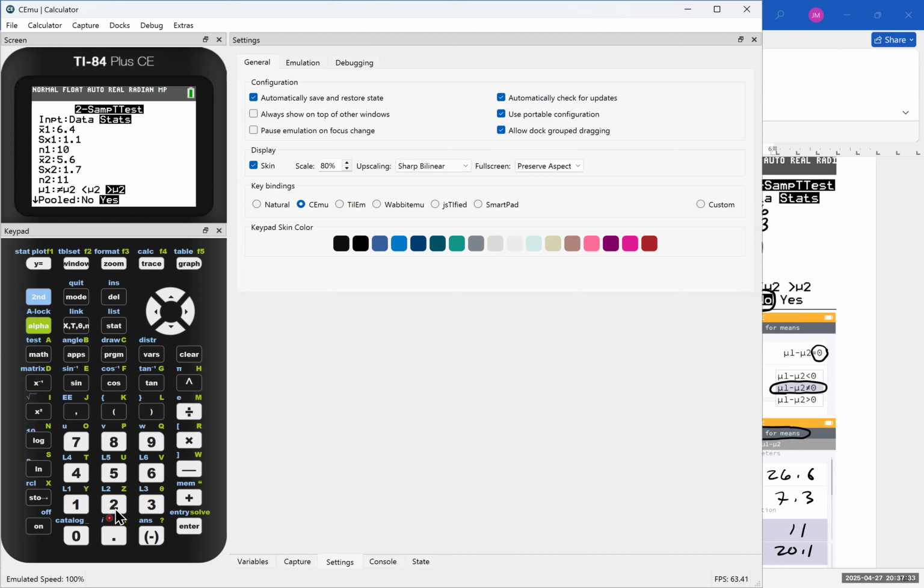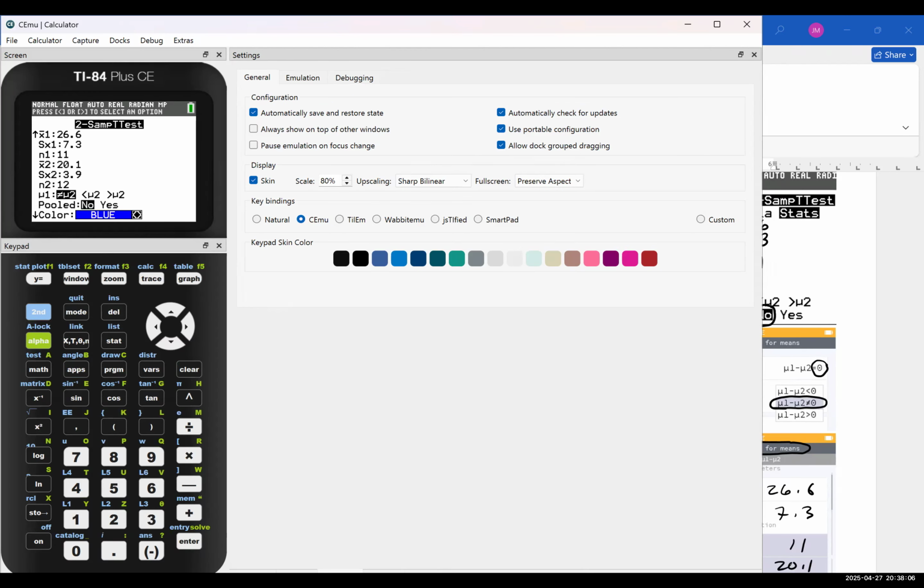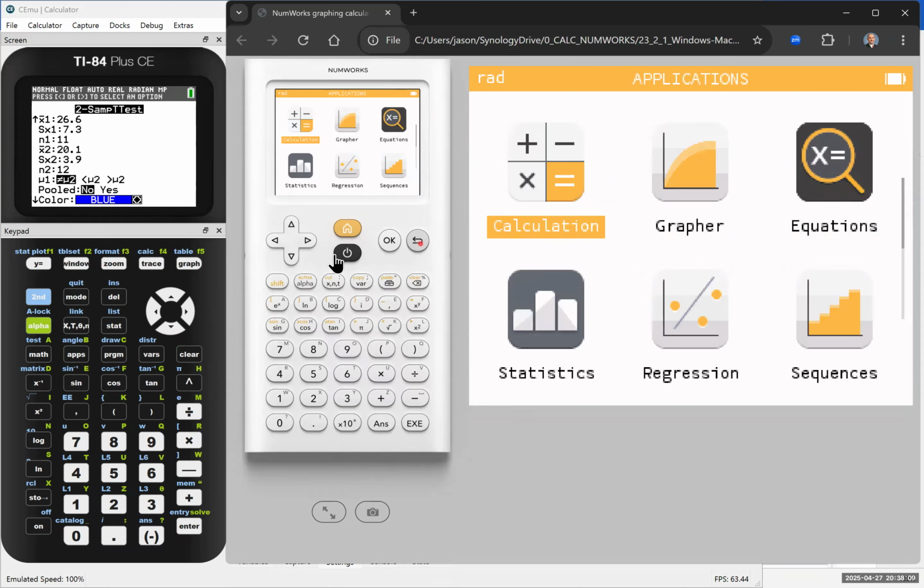Okay, so we're going to put 26.6, 7.3, 11, 20.1, 3.9, 12, not equal to, and pooled no. Okay, let me leave that up so I can put that information in the numworks calculator.